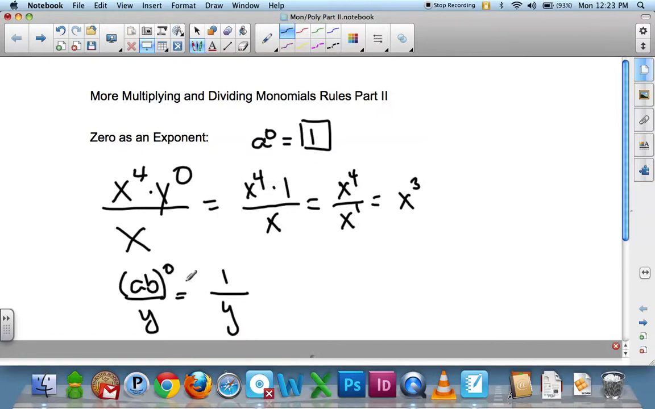Be sure when you're simplifying, you watch out where you're putting your 1's, because if you gave me an answer of y, that would be incorrect. So be very careful with these problems.